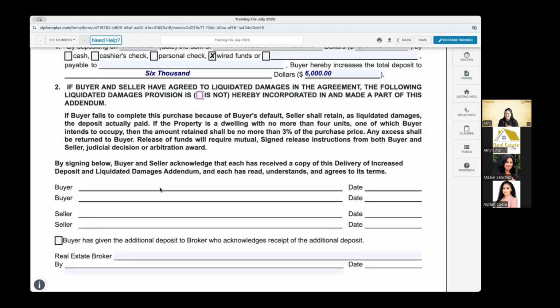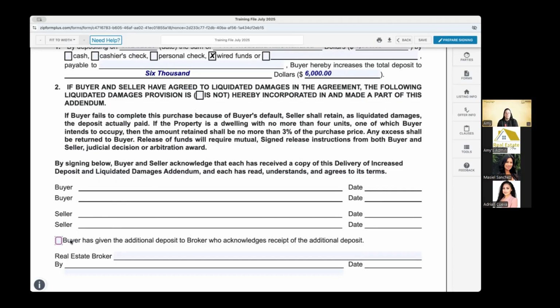We don't do this in our office for the most part. In Northern California, they don't do it this way, but in other areas they might. Buyer has given additional deposit to broker who acknowledges receipt of the additional deposit. We would check it there. So if it goes to our broker instead of escrow, we would check that box and then broker would sign it. Again, that's not our common practice, but there are other areas where brokers hold those deposits.